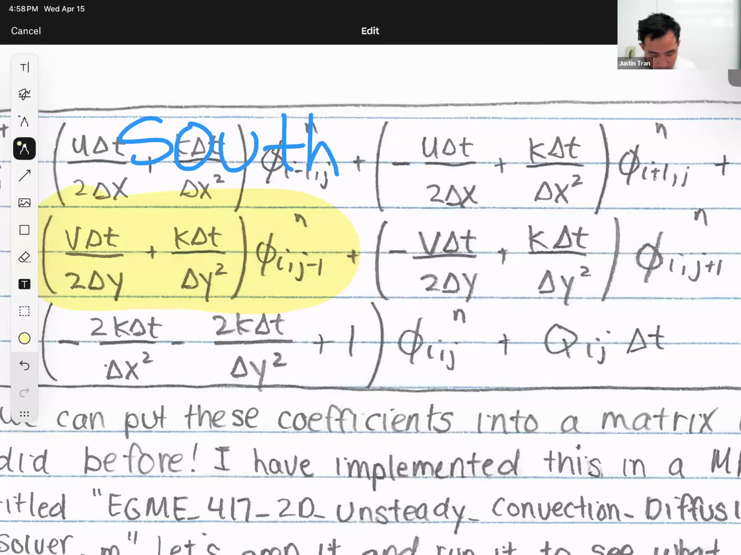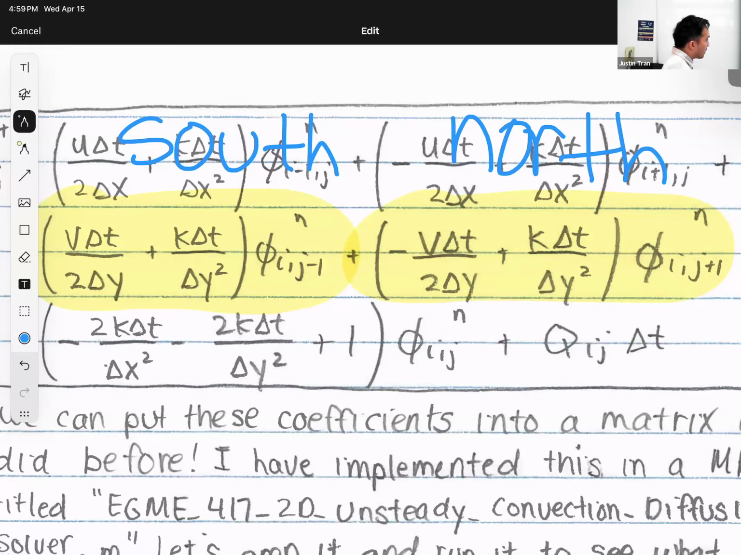And then we have the north neighbor coefficients. So we have a minus v delta t divided by 2 delta y plus k delta t divided by delta y squared, multiplied by phi i,j+1 at n. So this right here is our north neighbor.